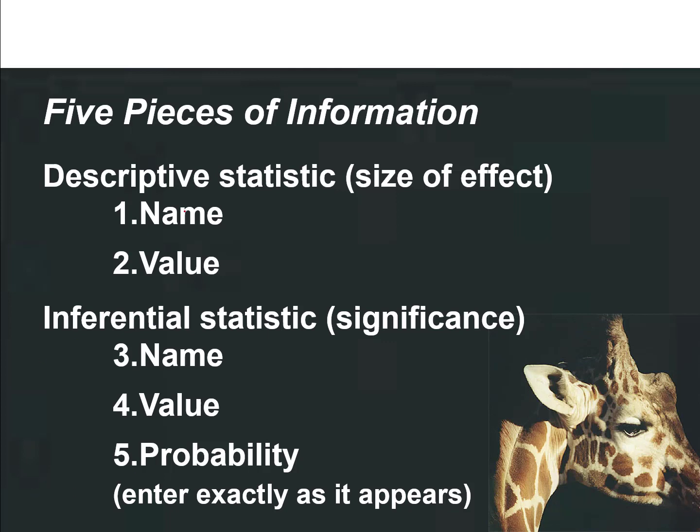You provide the name of your effect size and the value you got for your effect size. You provide the name of the inferential statistic you're doing to test significance and the value of that statistic, and then you would enter your probability value, your p-value. Now, in our current unit, when we're looking at a difference between means, our descriptive statistic will always be a d statistic, and the inferential statistic will always be a t-value. So that's pretty easy for our current unit.